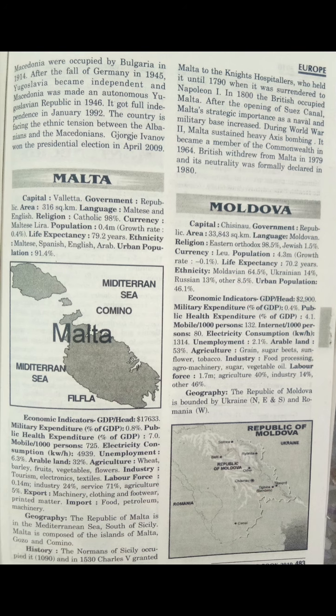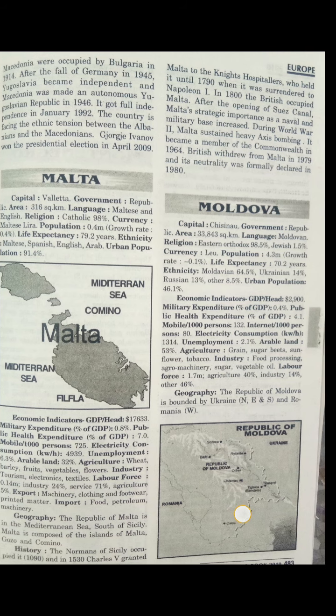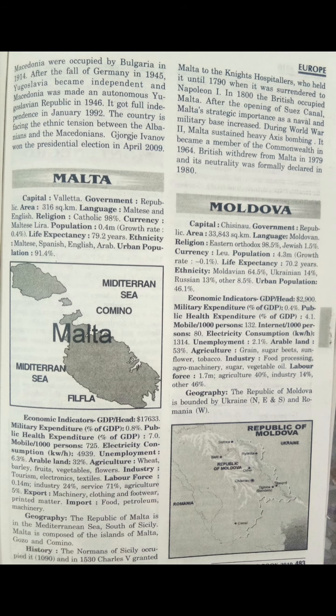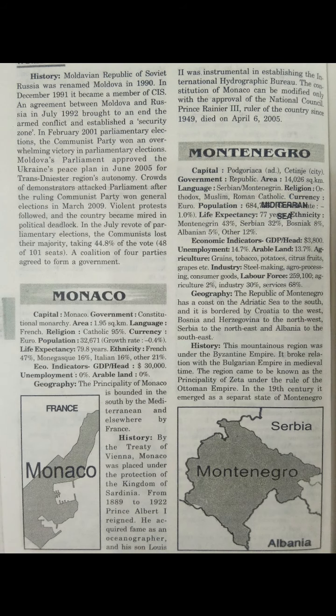Geography, the Republic of Moldova is bounded by Ukraine, northeast and south, and Romania from west. History, Moldavian Republic of Soviet Russia was renamed Moldova in 1990. In December 1991, it became a member of CIS. An agreement between Moldova and Russia in July 1992 brought to an end the armed conflict and established a security zone. In February 2001 parliamentary elections, the Communist Party won an overwhelming victory in parliamentary elections. Moldova's parliament approved the Ukraine's peace plan in June 2005 for Transdniester region's autonomy.